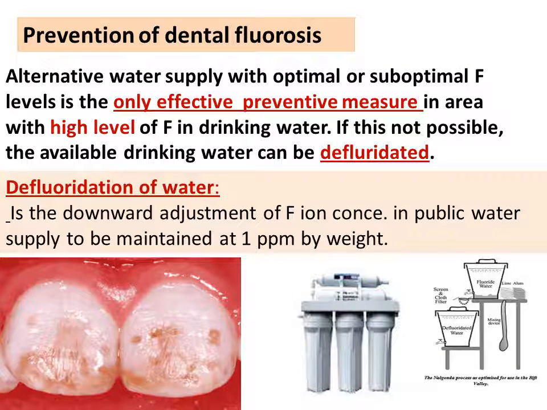How could we prevent dental fluorosis? Dental fluorosis could be prevented by adjusting the level of fluoride to the optimal or suboptimal level. If there is a high level of fluoride in the drinking water of an area, there should be an alternative water supply for this area. If this is not possible, the available drinking water can be defluoridated.